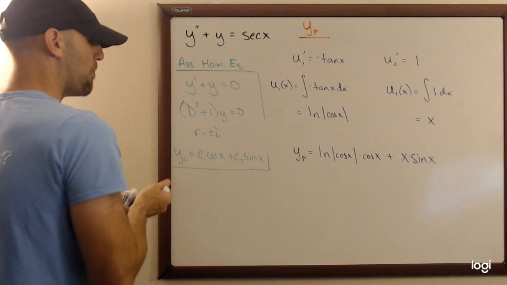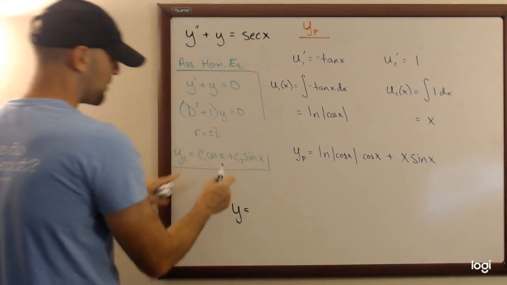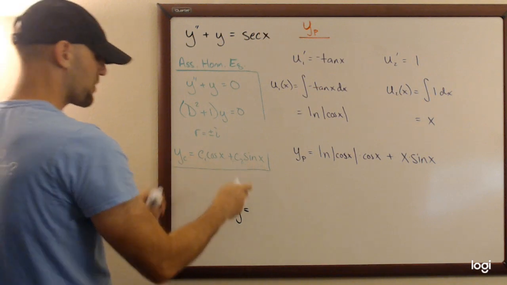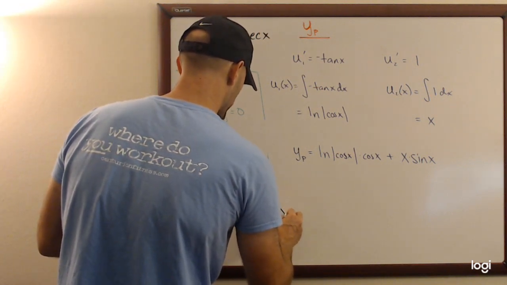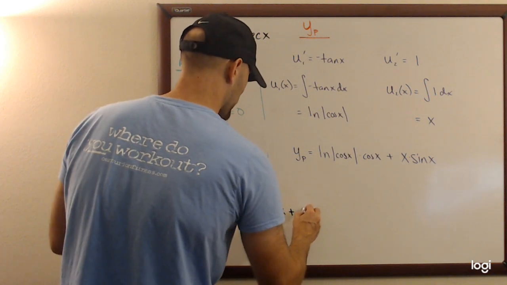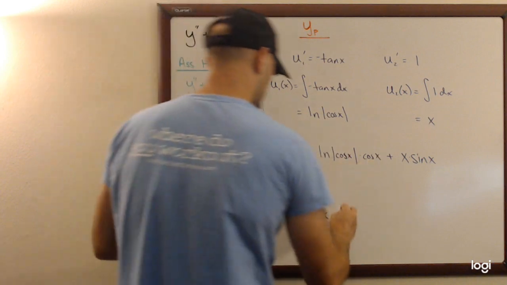I'm going to bring up another point about this. Okay? So my general solution then, of course, is just my complementary function, the solution for the associated homogeneous differential equation, that's C1 cosine x plus C2 sine x, plus my particular function.